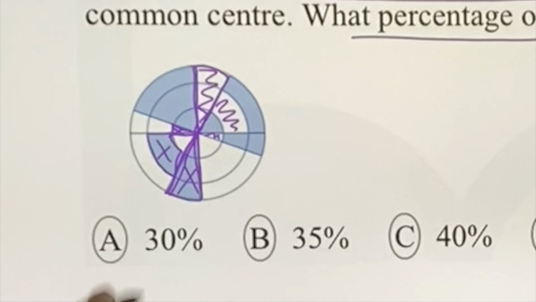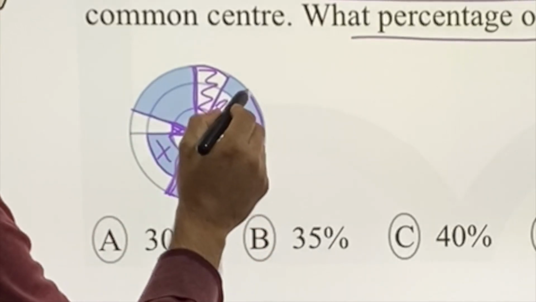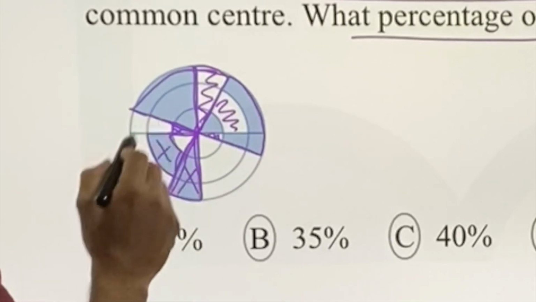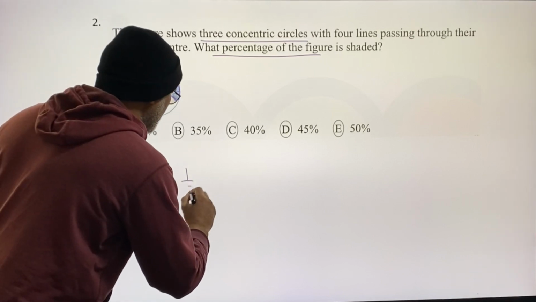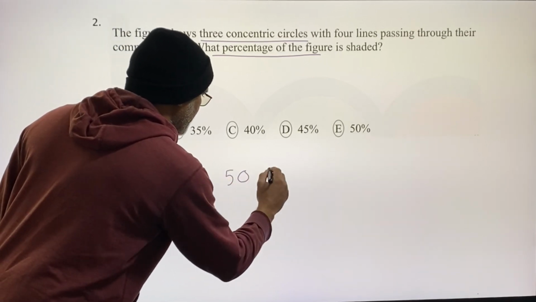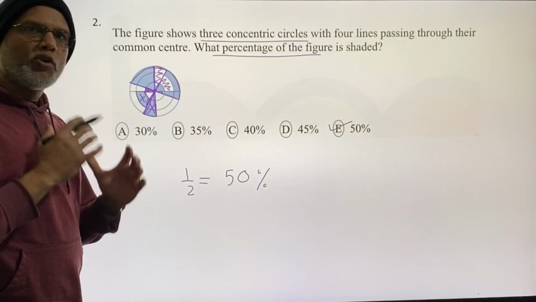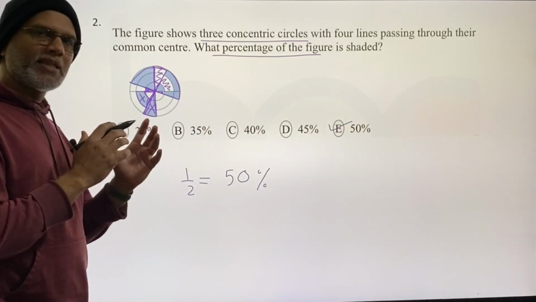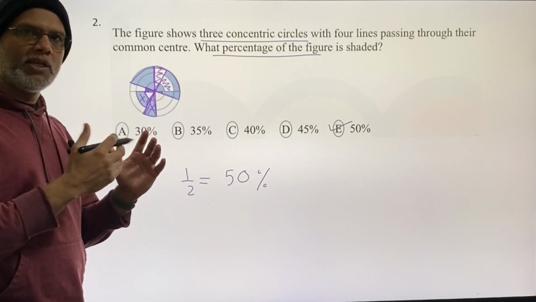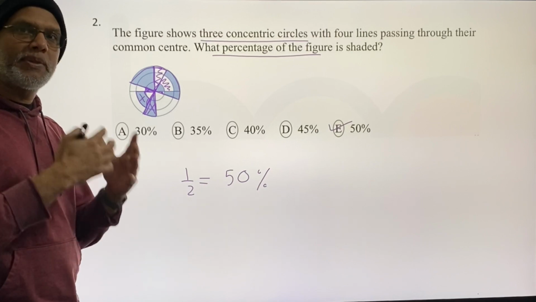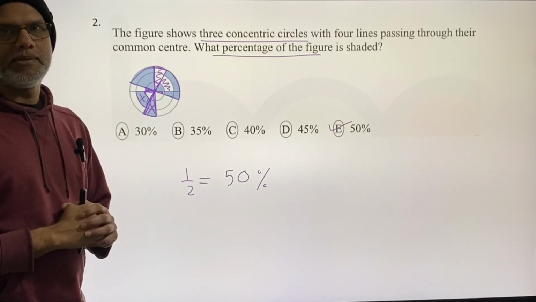Once we do that, as you can see, this half of the big circle is completely shaded. And half is basically 50%, so the correct choice is E. For problems like this, where it seems that we don't know these individual areas, try to move those areas around and see if you can make a complete shape whose area you know. That makes the problem much easier.